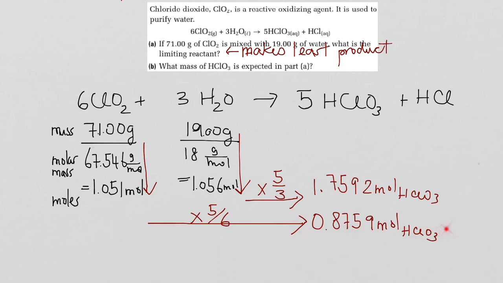0.8759 moles. So what do we do? We choose the least one. So this number is irrelevant. We can only make this many moles of HClO3. So we're saying that even though this amount of water allows you to make 1.7592, well, you don't have enough ClO2 to make that many. You only have enough ClO2 to make 0.8759 moles of HClO3.